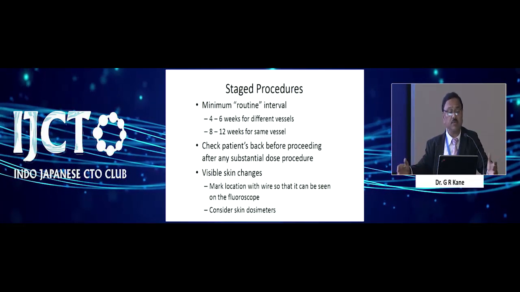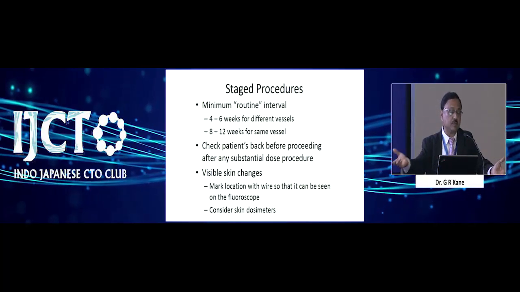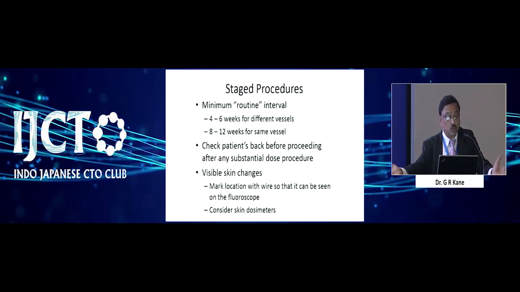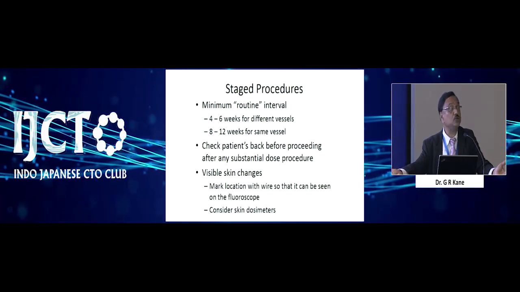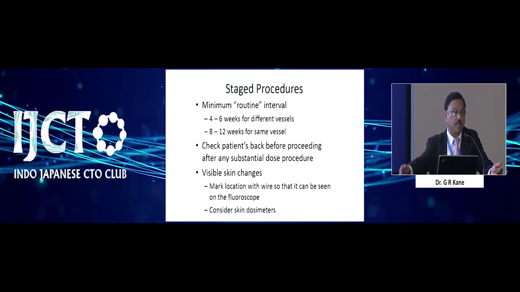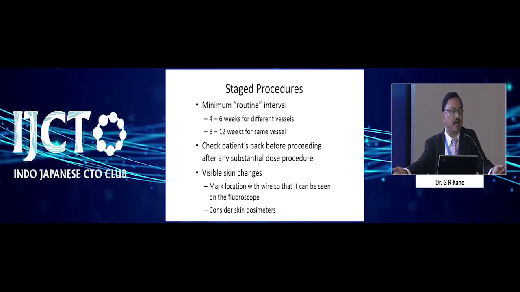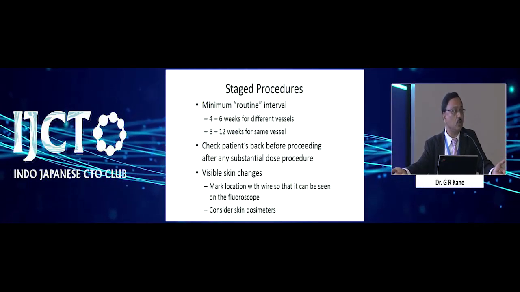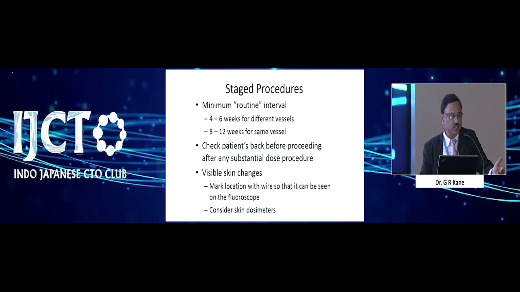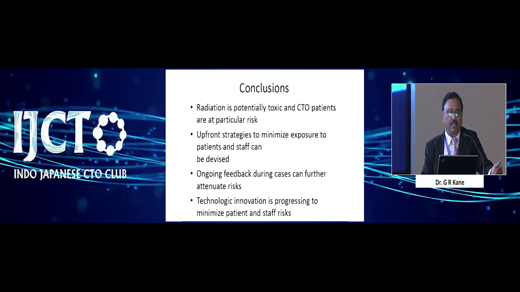Especially they say if you want to do a staged procedure in a different vessel from the previous one, you should wait for at least 4 to 6 weeks. If you want to do the same vessel, then you should wait at least 12 weeks. And you should always check the back of the patient. There may already be an ulcer forming there, or it might be the precursor. I doubt we really check the back of a patient. We don't even have time to look at the front of the patient, so there's no question of checking the back. These are all elderly patients with CTOs. Visible skin changes you have to look for and take care of.